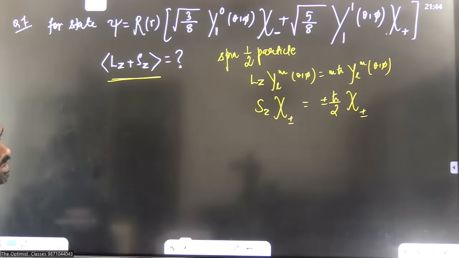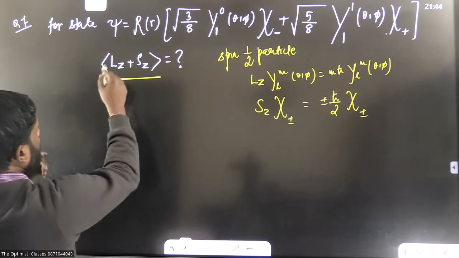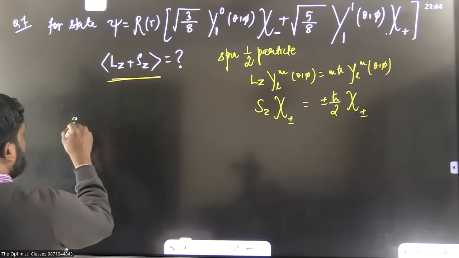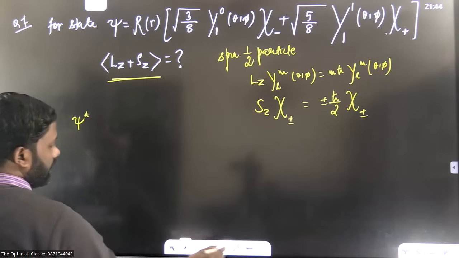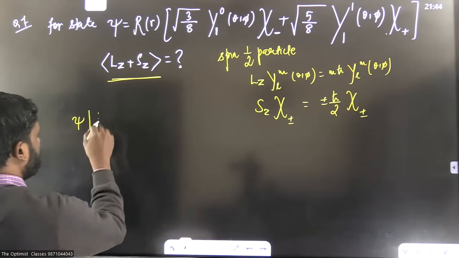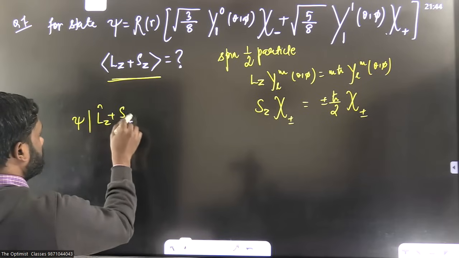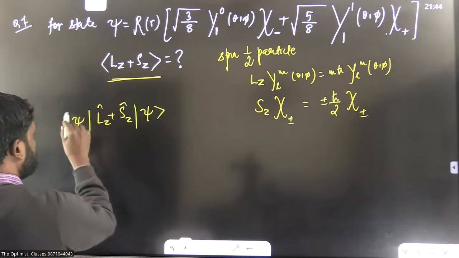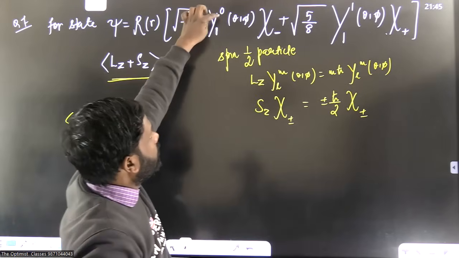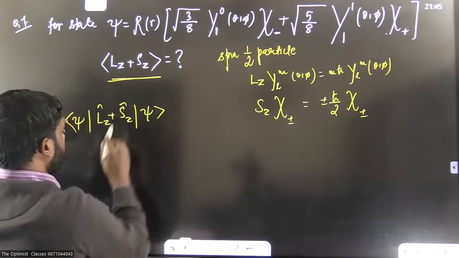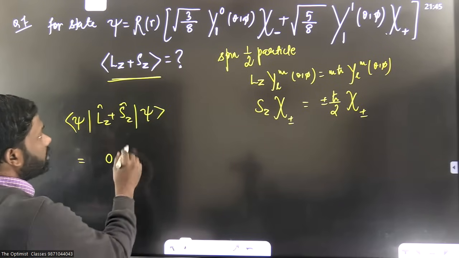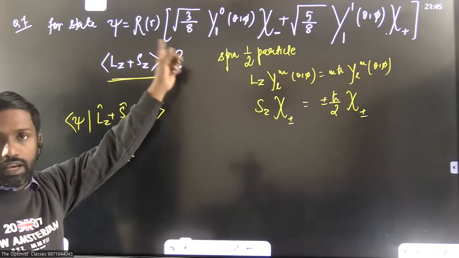Okay, so let's calculate. When you calculate the expectation value, basically you have to write psi star, or we can write like this, suppose Lz operator plus Sz operator, and here the expectation value with respect to psi. So when Lz acts on this one, it gives us m h bar, but the m value is 0. So when Lz acts on this, the first term that we get is 0 actually. And it was given perhaps that this is a normalized wave function also.